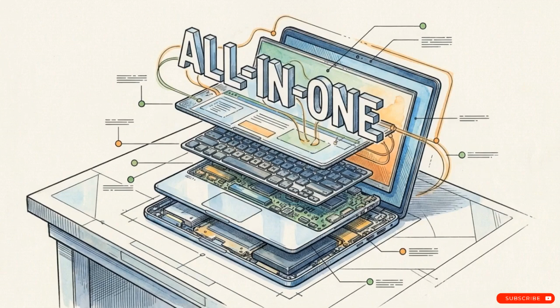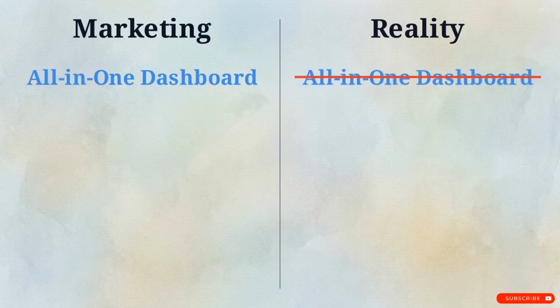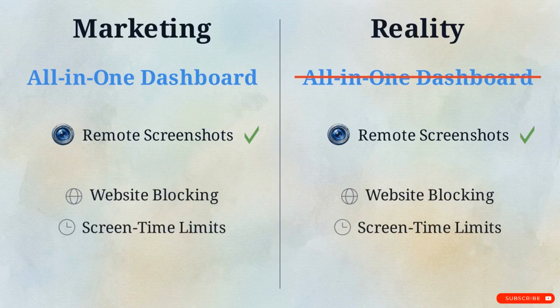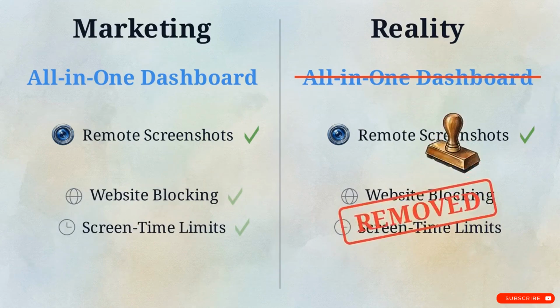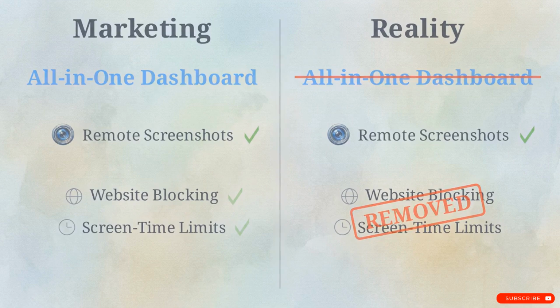ClevGuard heavily markets their Pro tier as a complete, unified parental control dashboard, one place to manage everything. This scorecard shows what happens when you compare their marketing claims against the technical reality of the installed software. The all-in-one claim falls apart almost immediately. Upgrading to Pro gives you advanced surveillance features like remote screenshots, but it actually strips out basic parental controls like website blocking and screen time limits. If you want to actively control how the device is used, not just silently watch it, you are forced to juggle multiple completely separate applications.